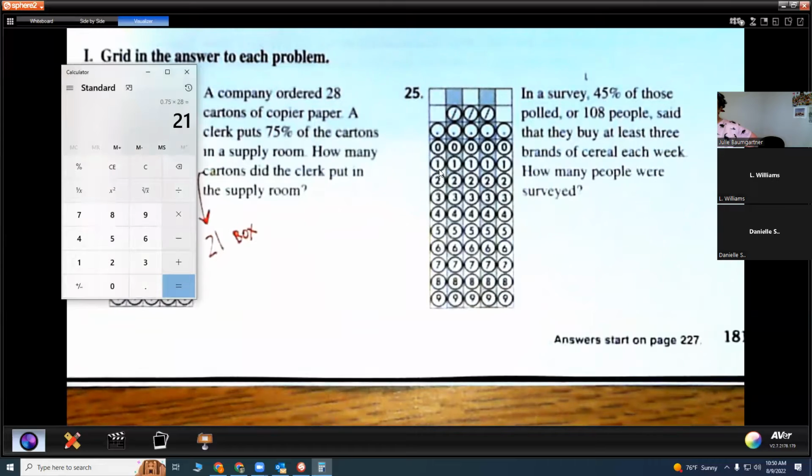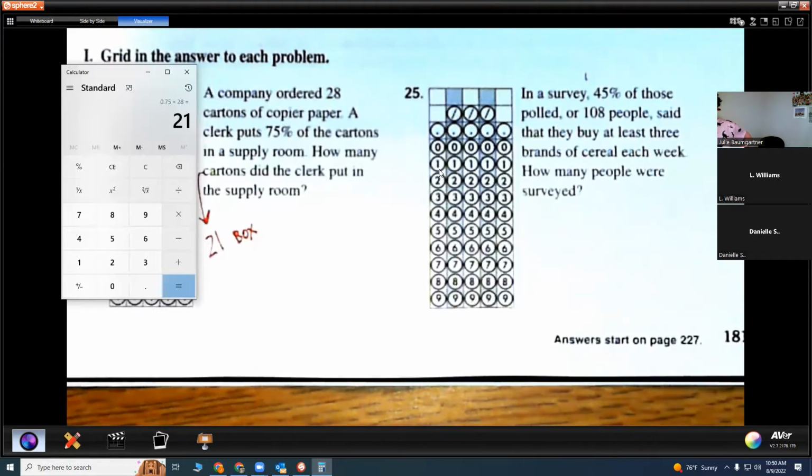In a survey, 45% of those polled, or 108 people, said that they buy at least 3 brands of cereal each week. Damn. 3 brands of cereal a week. That's a lot of cereal. That's a lot of milk.